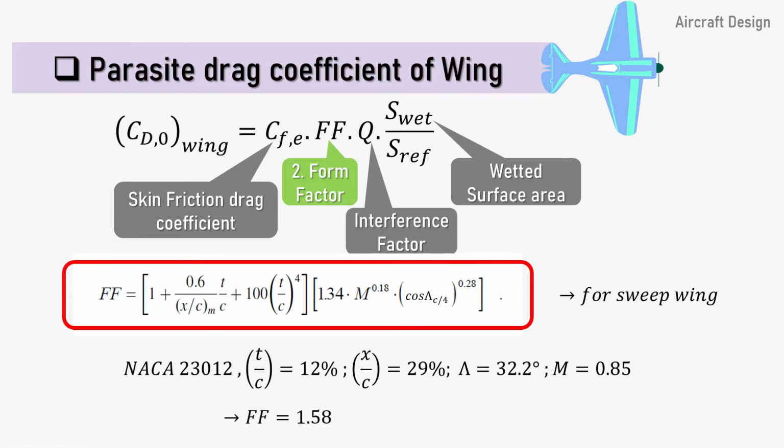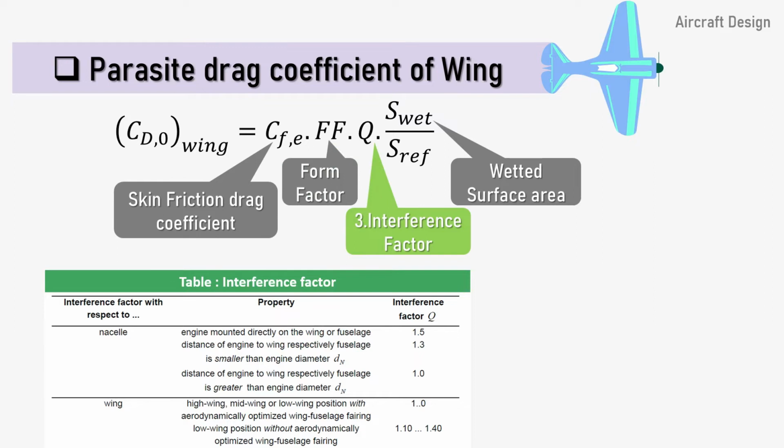Now the next parameter is the interference factor. Interference factor with respect to the wing depends on the position of the wing and the fairings. In every design, it is based on the type of your design. In my design, it is a low wing configuration. In the case of a low wing configuration, the interference factor Q is 1, as you can see in the reference table.